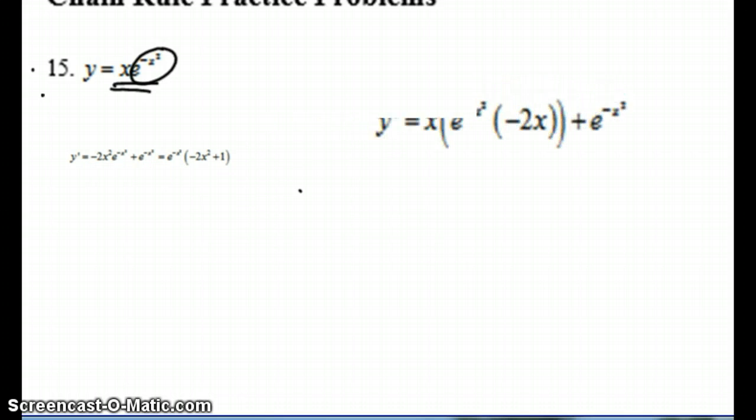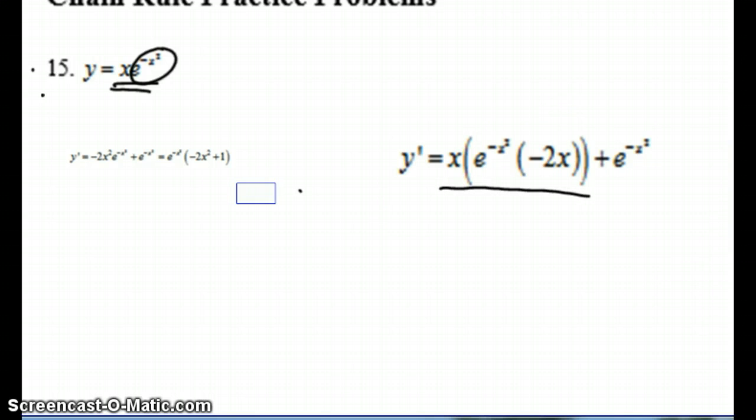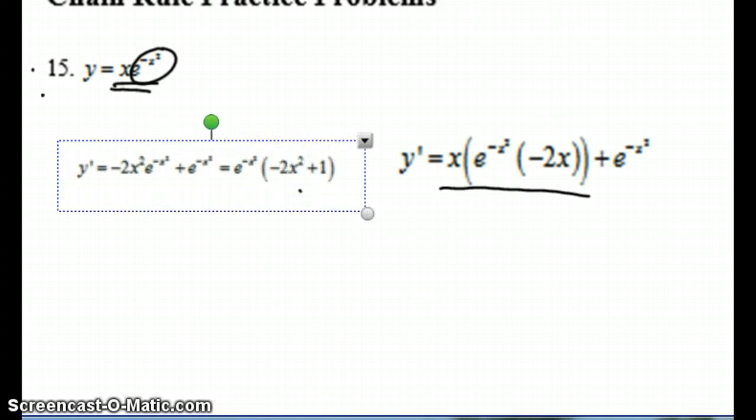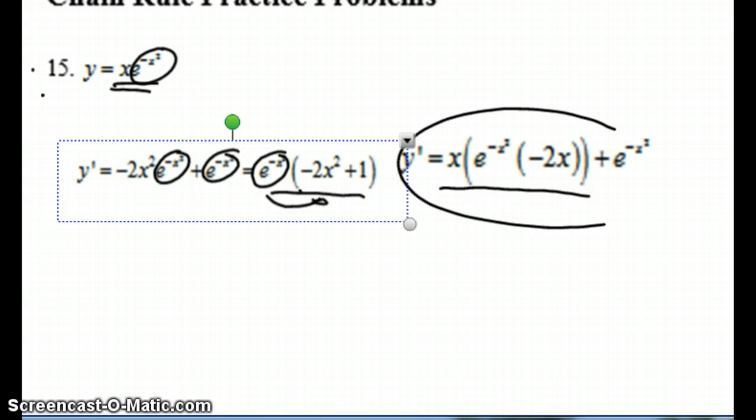by getting rid of those parentheses that are around the first term and just rewriting it as a single expression. But then I noticed, hey, each term here has e to the negative x squared, so I can factor that out and rewrite it this way. Just be aware that multiple choice questions on the AP will be rewritten, and whatever answer you got to begin with may not look like the choice in the multiple choice.